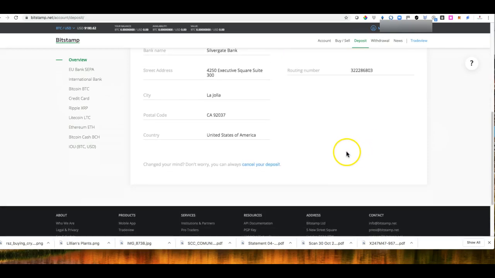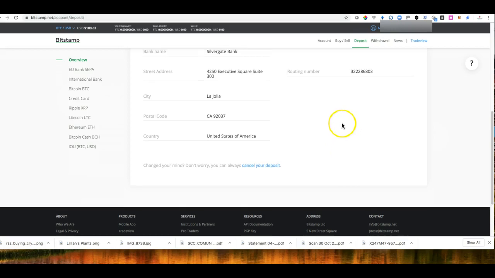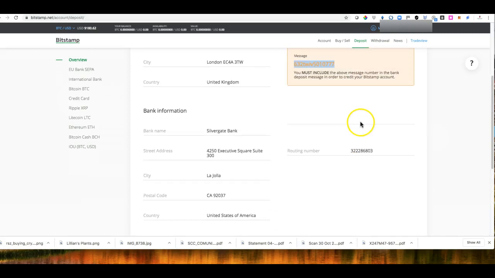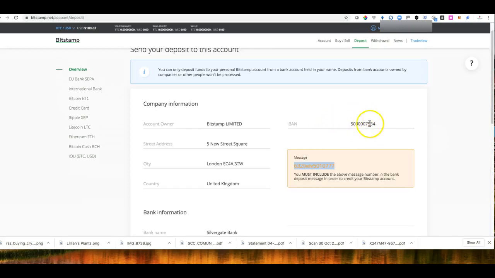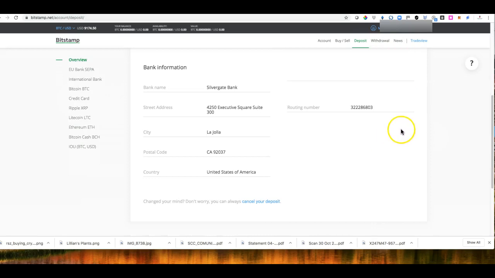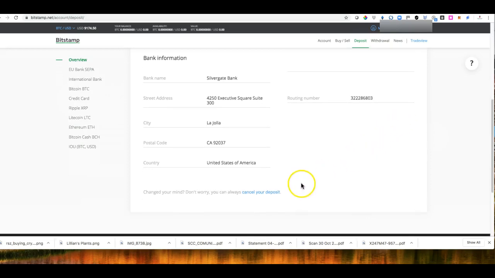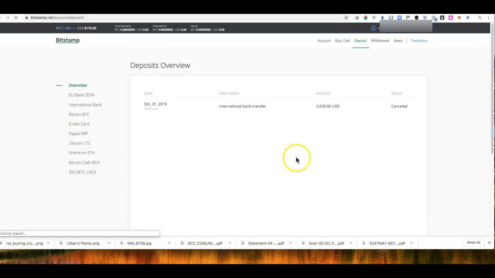Alright guys, so basically now you go to your bank in your country and tell them, okay, this is the information: you've got the routing number here, these are the details the US demands, and you've got the IBAN number. And that's it, you just send. It will probably take a while, maybe 3 to 5 days, or 3 to 7 days, alright? Let me cancel this and show you something else.